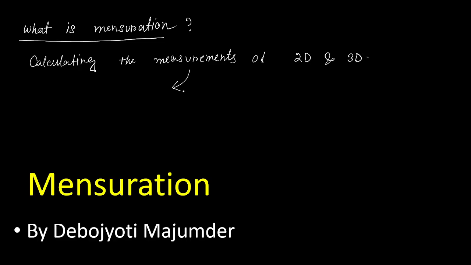Now measure means length, breadth, area, perimeter, volume, such things. Okay. Now in your syllabus we'll focus on perimeter and area for now. Okay. And there are different shapes. For different shapes there are different formulas for perimeter as well as areas.